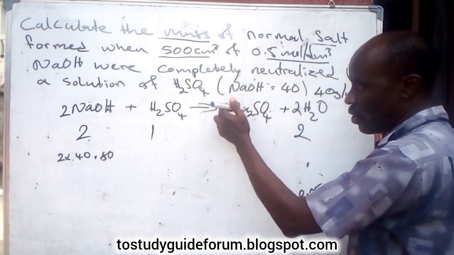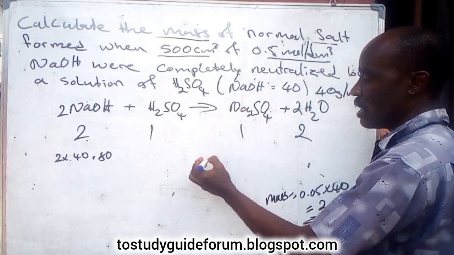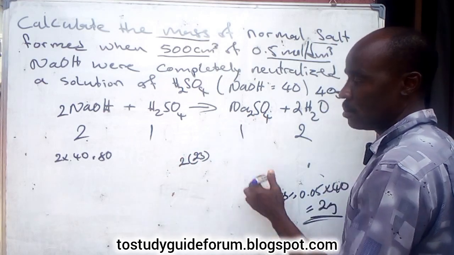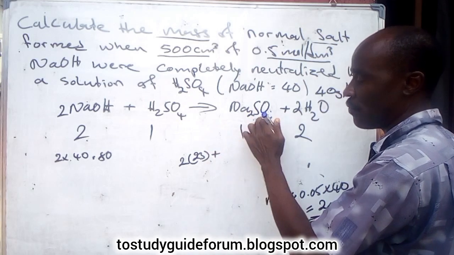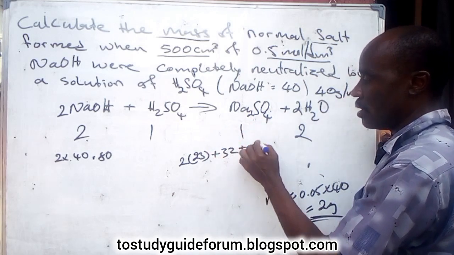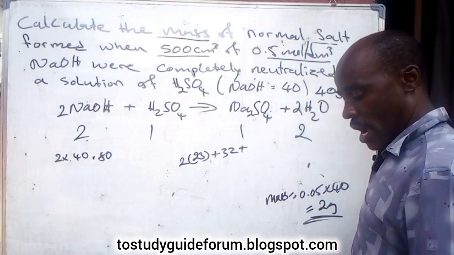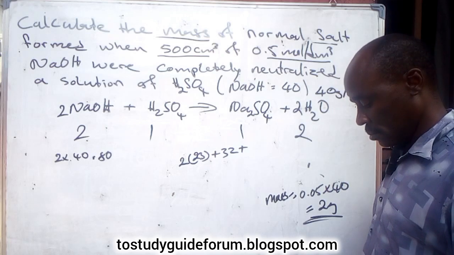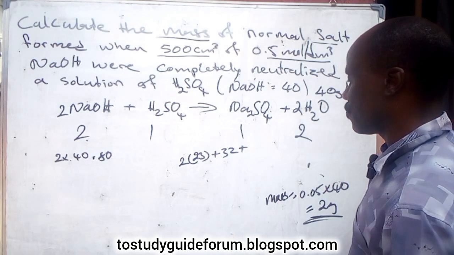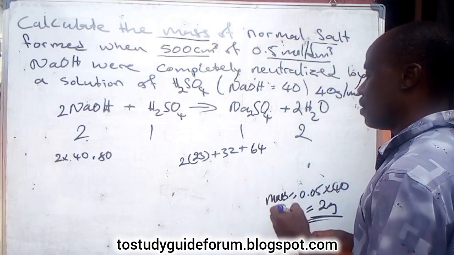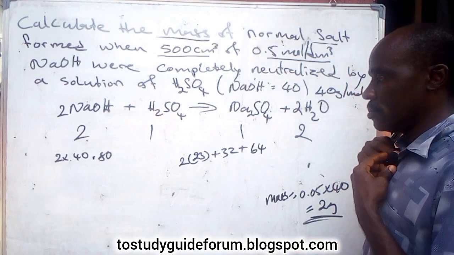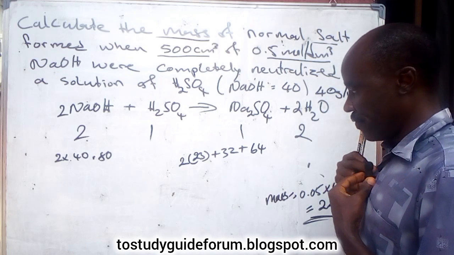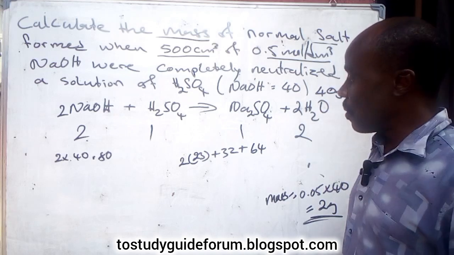Since we don't have any coefficient, this is just 1 mole. We know that sodium is 23, and the number of sodium we have here is what? 2. Plus sulfur, which is 32, and then oxygen, which is 16, and we have 4 oxygen there. That will be 16 times 4. That will give us 64. So now we have 64 here.